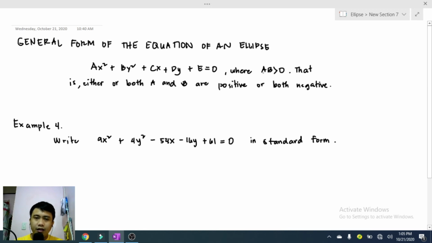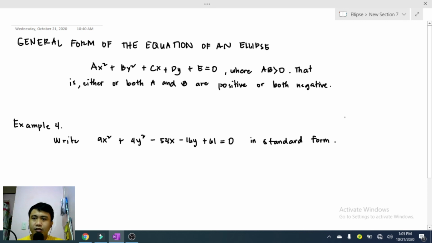Kung yung A ay negative at yung B ay positive, hindi na tayo magkakaroon ng ellipse. Hindi na po equation ng ellipse. Okay? Siguro equation ng ibang conic sections. Okay, so okay na siguro kayo dyan sa general form ng ellipse.